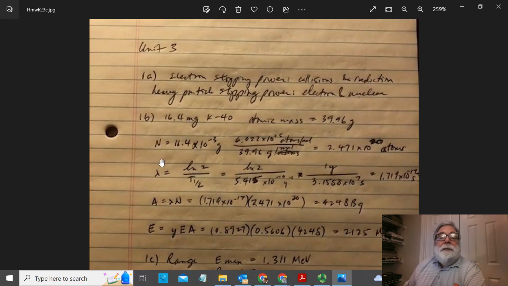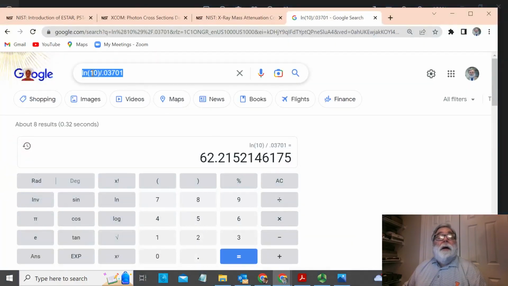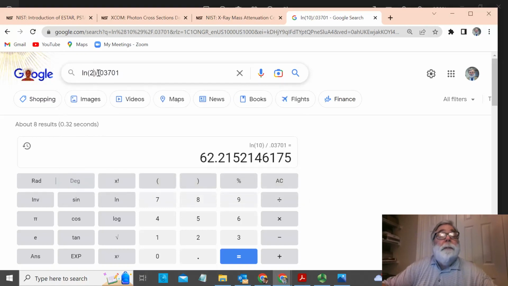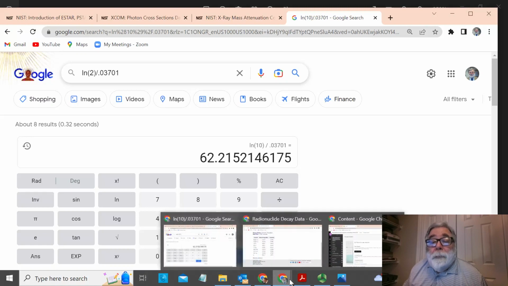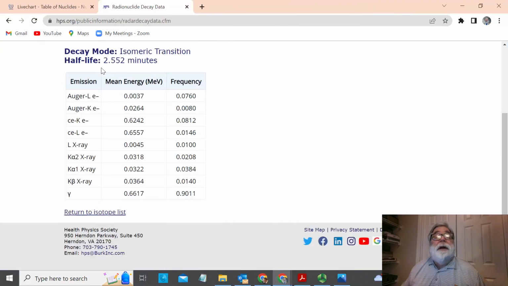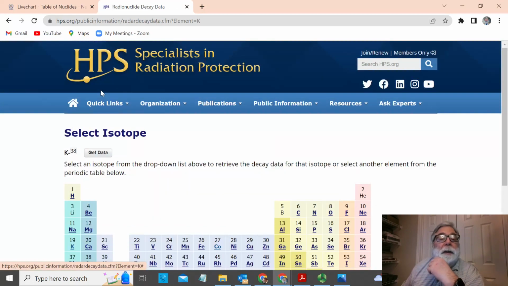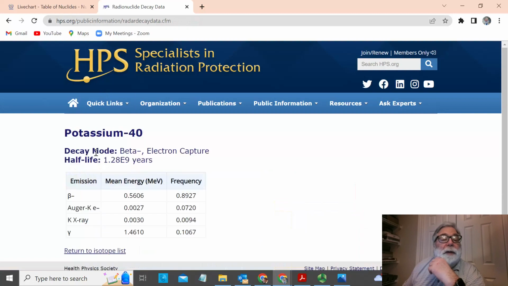Now, let's figure out what the decay constant is, because I need lambda N. The half-life is how long it takes to decay half. Lambda is ln2 over the half-life. So let's do that, because I've got a calculator here somewhere. ln2 divided by, what did I say the half-life was? I didn't look it up. So let's find out what the half-life is. Let's go back to our decay data. Let's go back to potassium, and let's go to potassium-40. We need to get a half-life.